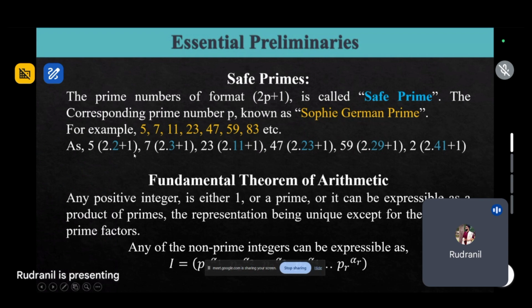The fundamental theorem of arithmetic says that any positive integer is either 1 or a prime, or it can be expressed as a product of primes. The representation is unique except for the order of the factors, which is very elementary and known to us.